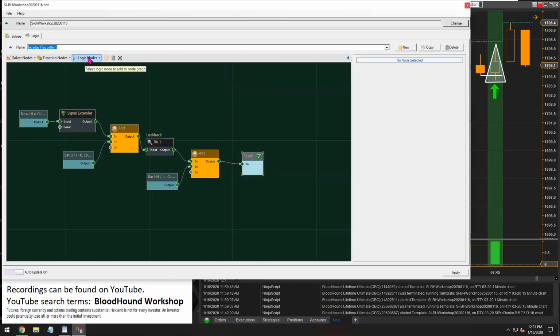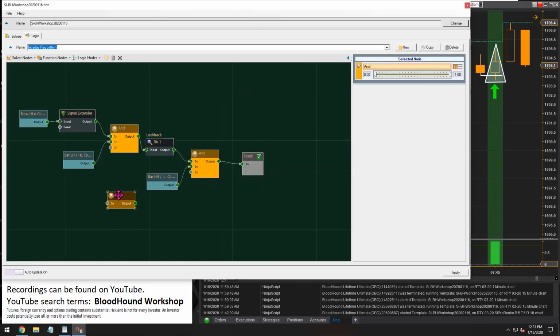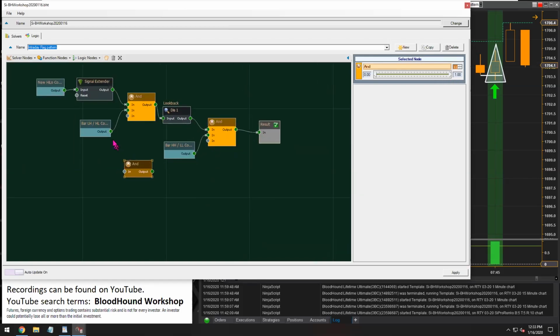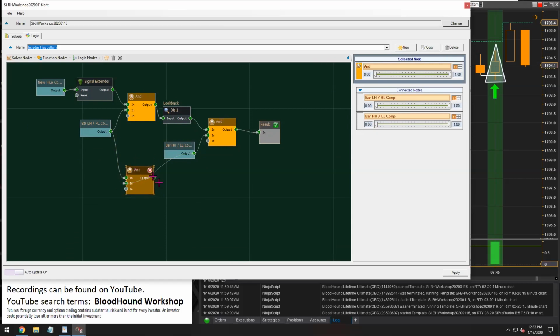Here. Yeah, let me try something here. I'm just going to experiment around here. That's the beauty of BloodHound, is you can just kind of play with ideas, test them out very quickly.